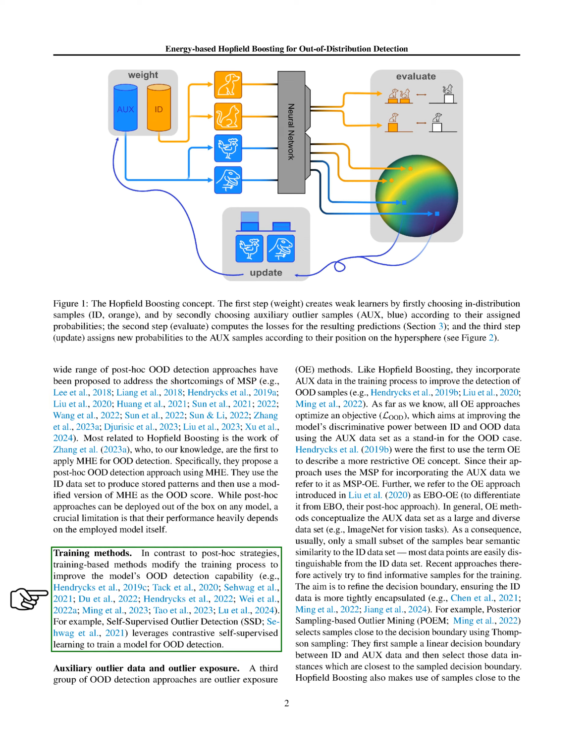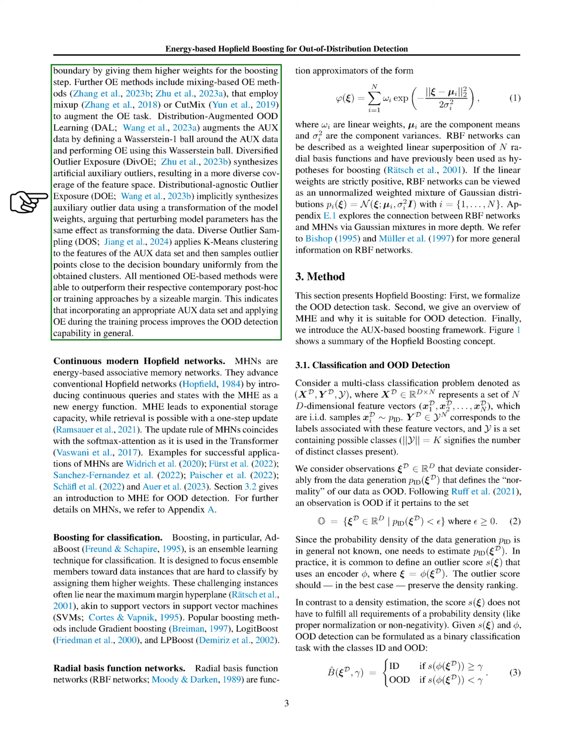Training-based methods modify the training process to enhance the model's OOD detection capability. For instance, self-supervised outlier detection (SSD) uses self-supervised learning for training. Outlier exposure (OE) methods, including Hopfield Boosting, incorporate auxiliary data to improve OOD sample detection by refining the decision boundary between ID and OOD data. These methods have shown significant improvements over traditional approaches, highlighting the importance of utilizing auxiliary data for OOD detection.